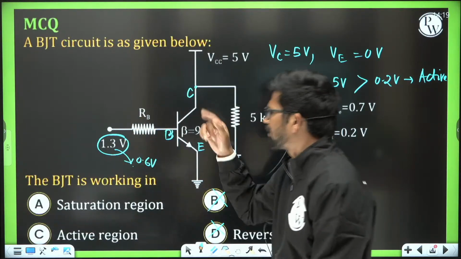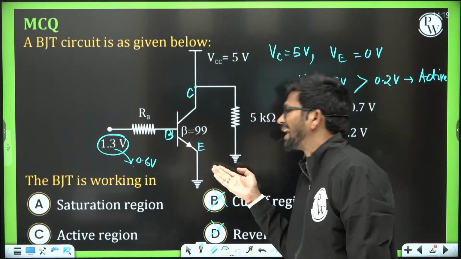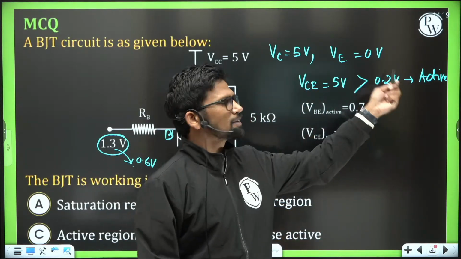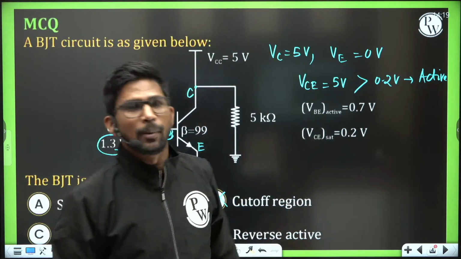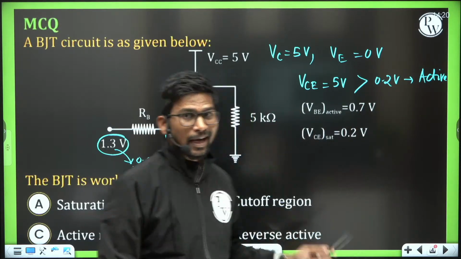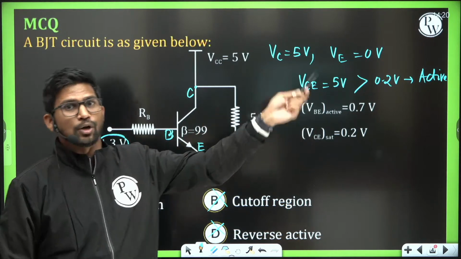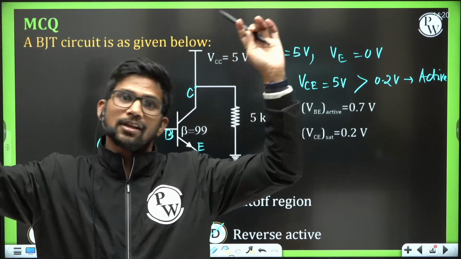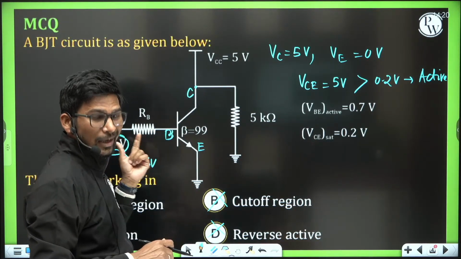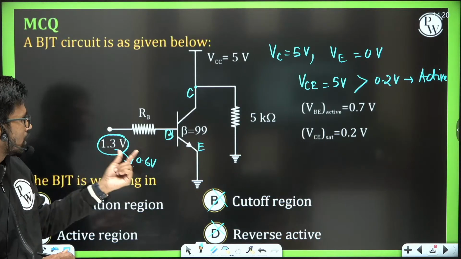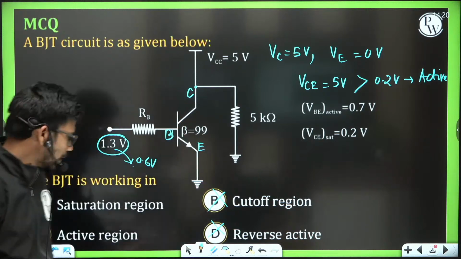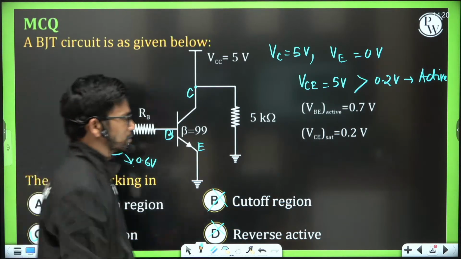But the first condition is failed, because VB is less than VB active in open circuit case. So I cannot verify this condition for off BJT, always remember, because this BJT was in on condition. That's why I verified this condition. You cannot directly verify that VC comes out to be greater than 0.2. So the question can be framed so that this 1.3 volt is made 0.6 volt, and then answer will be cut off region, not active region. Okay, you got the point? So C is the right answer for this question.